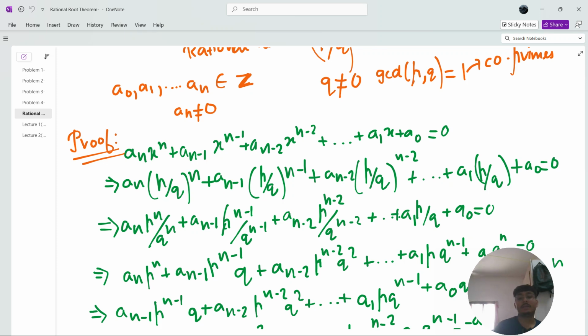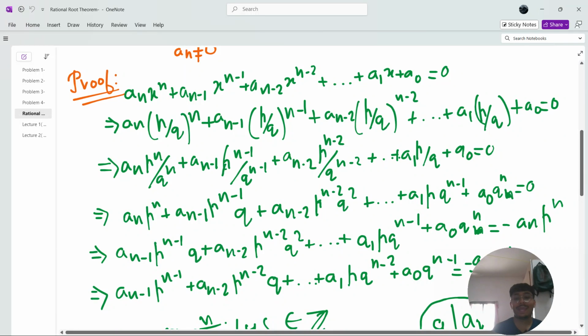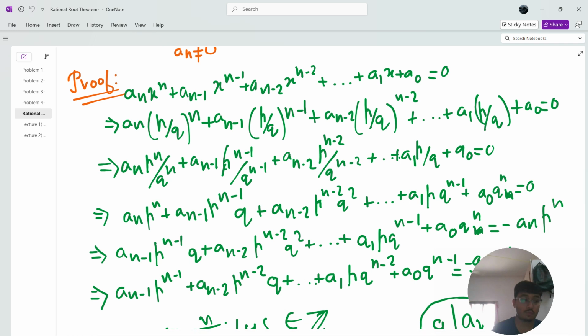So again, simplifying it, I will be multiplying Q to the power n to all the terms in the equation. So a_n p to the power n plus a_(n-1) p to the power n minus 1 into q plus a_(n-2) into p to the power n minus 2 q square plus dot dot dot plus a_1 p into q to the power n minus 1 plus a_0 into q to the power n. That gives me 0.